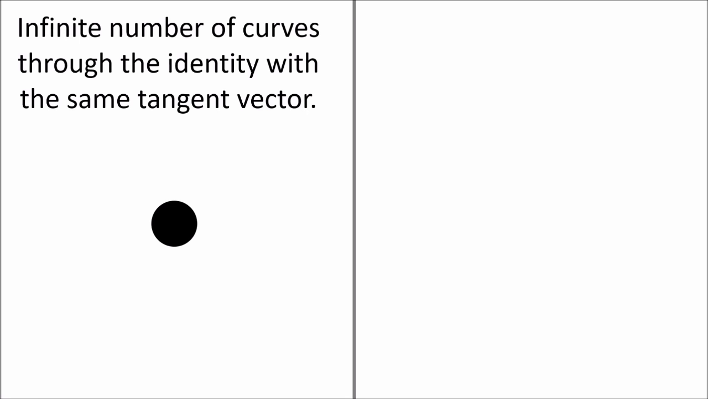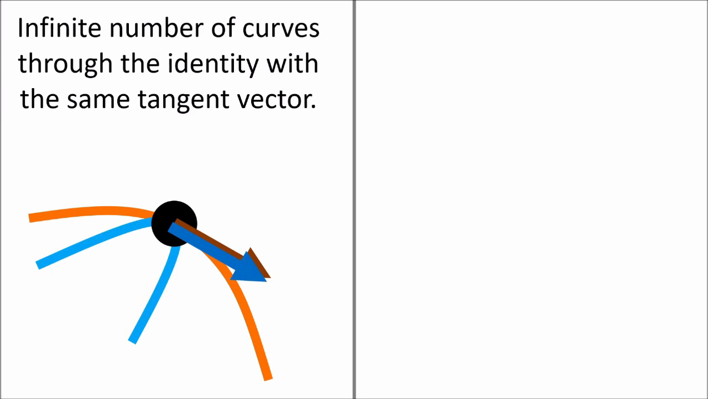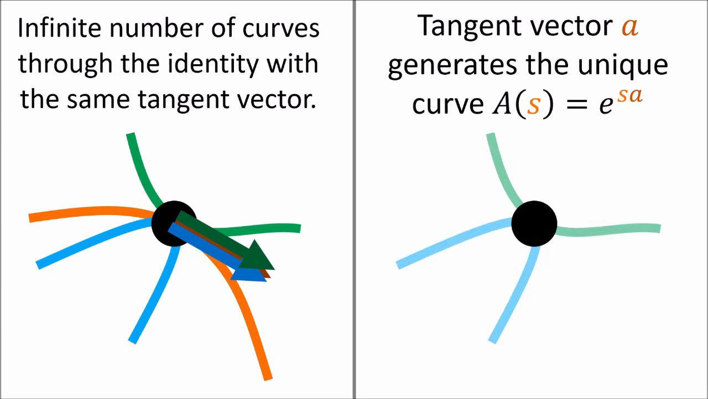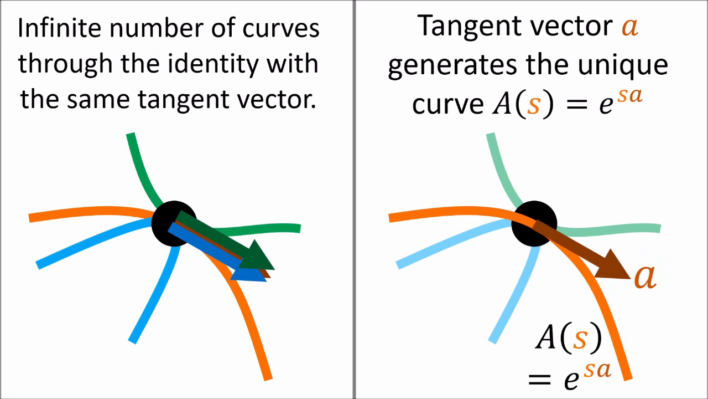It's important to keep in mind that there are an infinite number of possible curves that go through the identity that have the same tangent vector at the identity. However, when we're treating this tangent vector as a generator and exponentiating it, it only generates one unique curve in the Lie group, which is the unique curve we get when we exponentiate the tangent vector multiplied by a curve parameter.